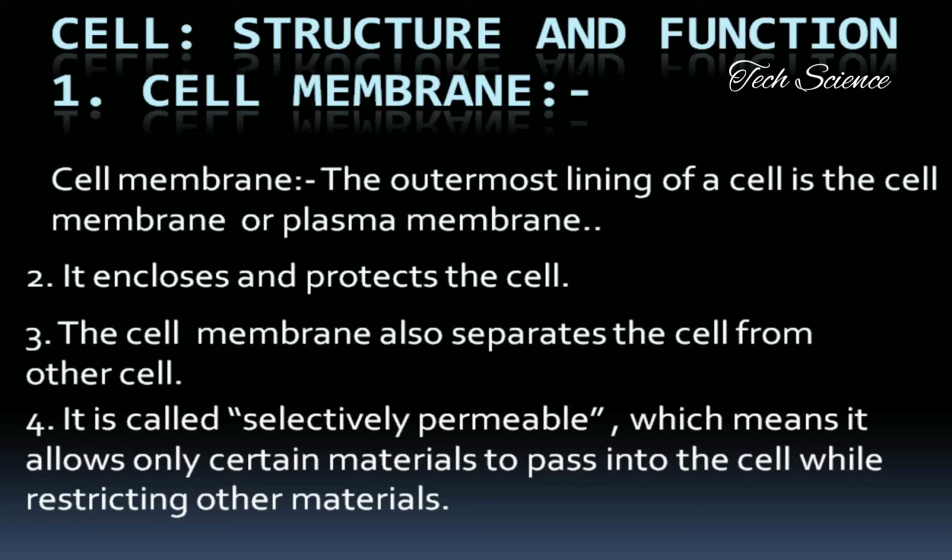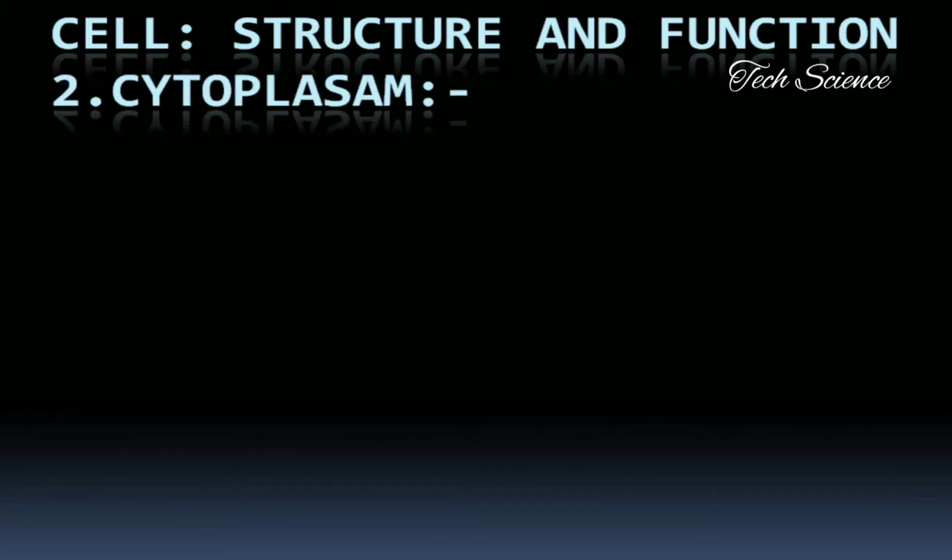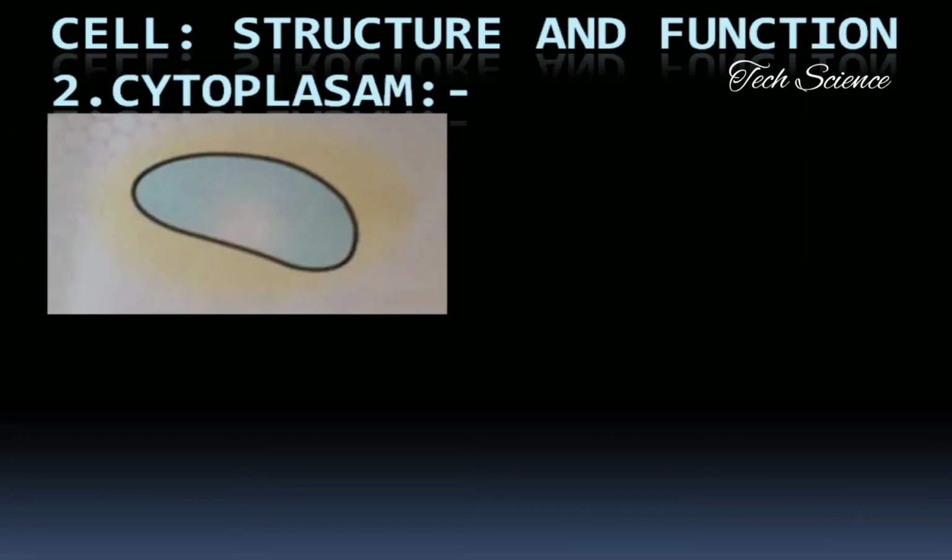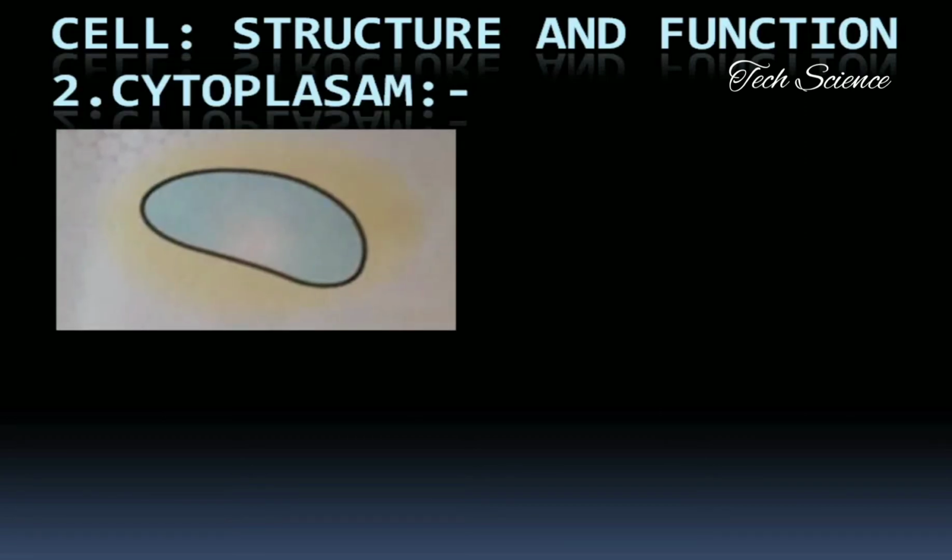Now the second point is the cytoplasm. As we observe in the diagram, excluding the cell membrane, the complete inner part of the cell without the nucleus is called cytoplasm. In the cytoplasm, different types of cell organelles are there, and each cell organelle has its own function. So what is cytoplasm? It is a gel-like substance; excluding the nucleus, all the part is called the cytoplasm. Inside the cytoplasm, different cell organelles are there.